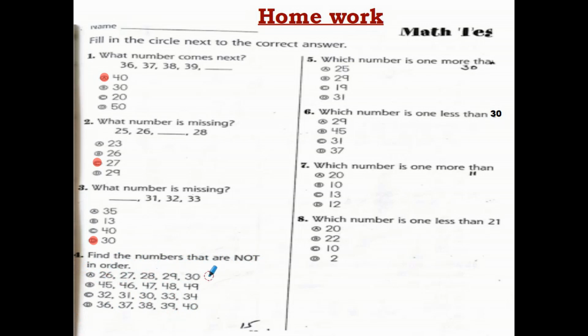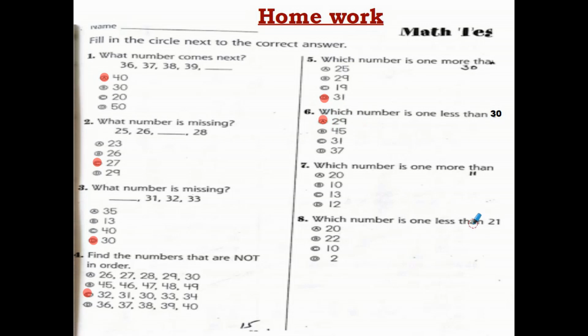The first one is correct. The second one is also correct. The third one is not. The D is correct. So the answer is C because it's not arranged correctly. Number 5. Which number is 1 more than 30? When you say 1 more, you add 1 to this number. So 30 plus 1 will be 31. Clear? Which number is 1 less than 30? You subtract 1. In this case, 1 less means you minus 1 from this. So it will be 29.